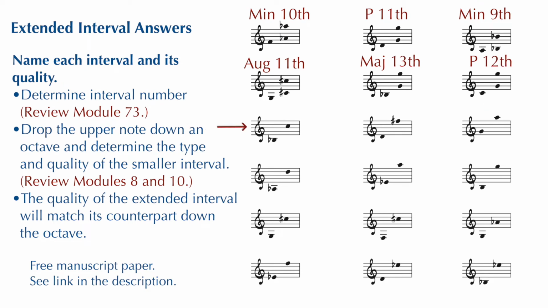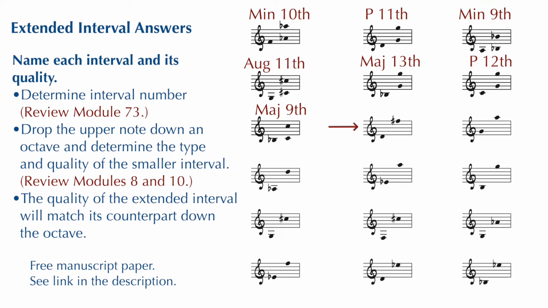Number 7, low B flat to third space C. This is going to be some sort of ninth. Take that C and lower it an octave. We have the interval of a major second. So the extended interval is major ninth.